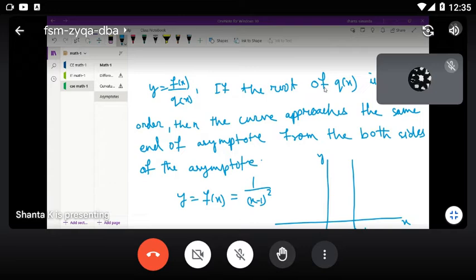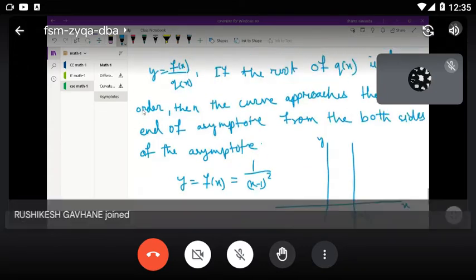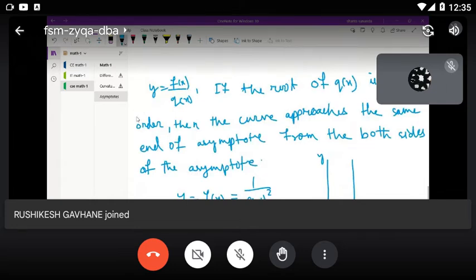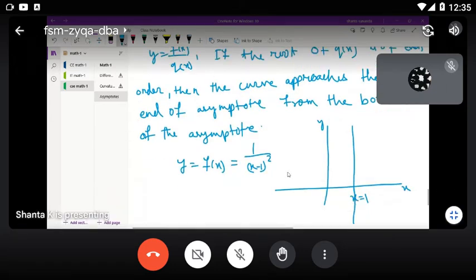So here, it is similar. The only thing here is if you draw (x minus 1) square, the curve will be like this. First I'm discussing with one example, and here also this one is symmetric.